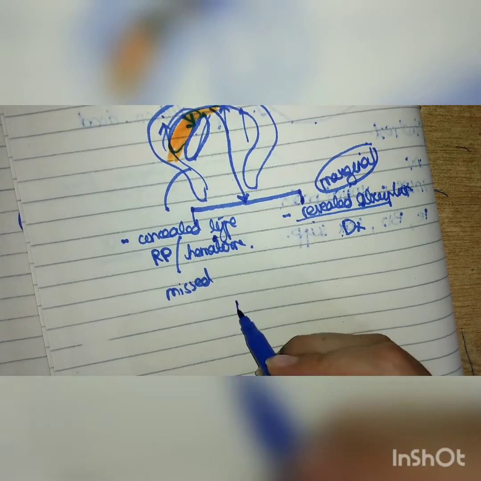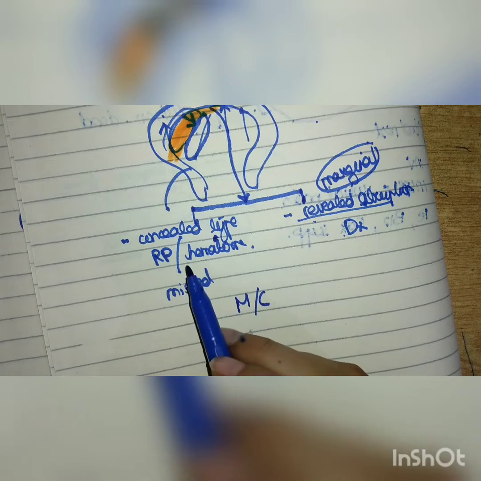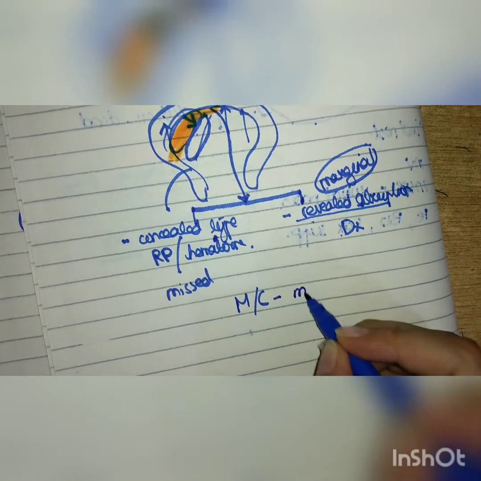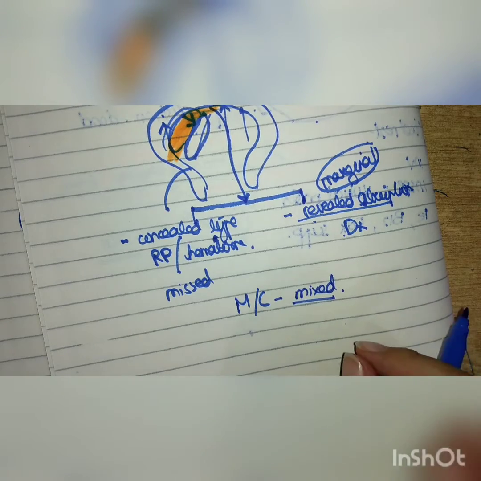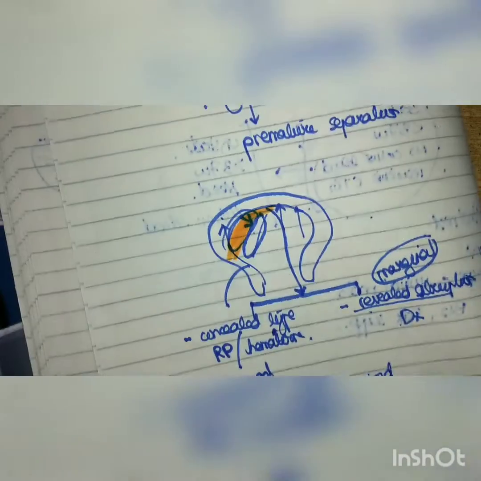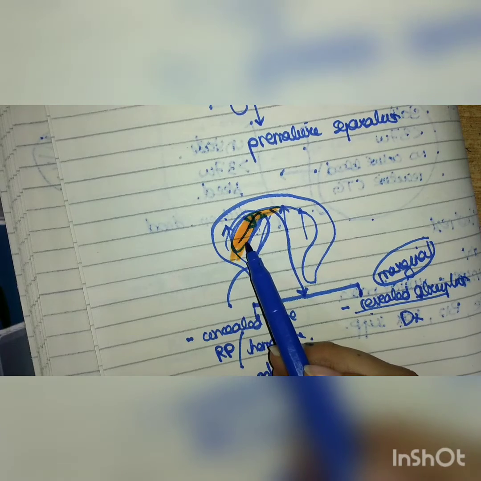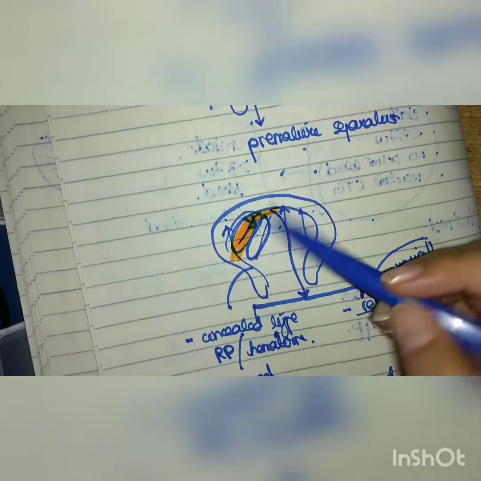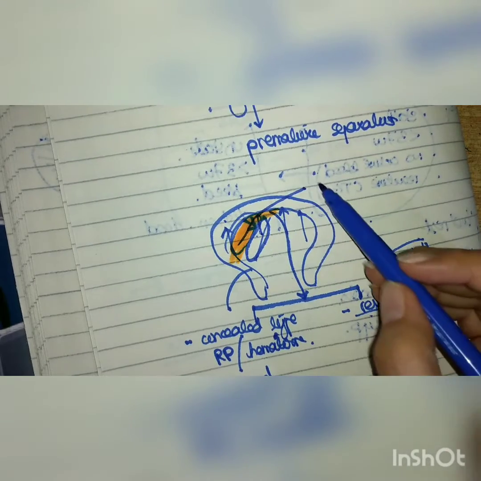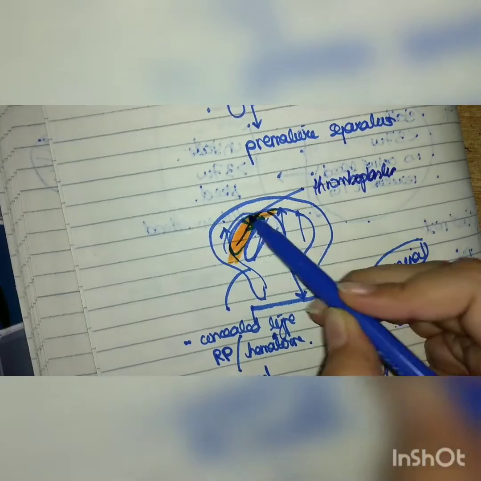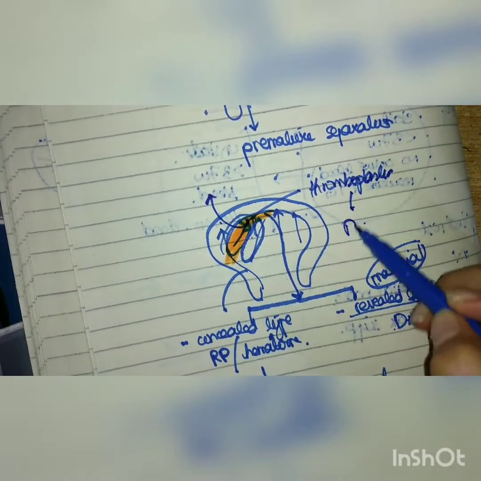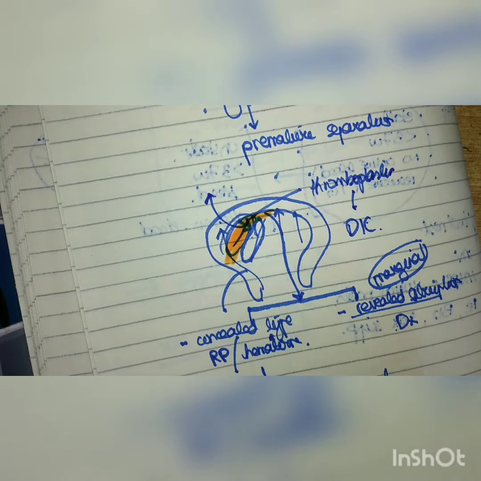Now, which is more common, concealed or revealed? Most common is a mixed type, in which both things are happening side by side. So let's say the blood is accumulating over here. What can happen is that consumptive coagulopathy can occur, because the placenta is going to release placental thromboplastin, and this thromboplastin is going to seep back into the maternal circulation and can lead to disseminated intravascular coagulation and consumptive coagulopathy, which can lead to sudden death.